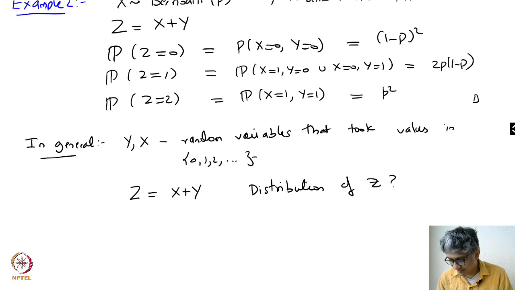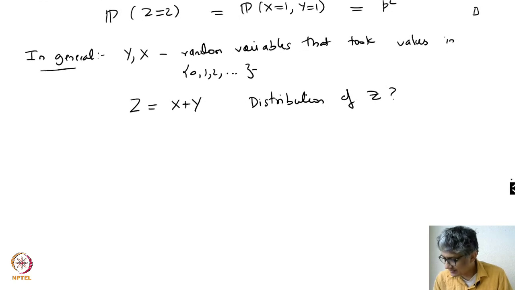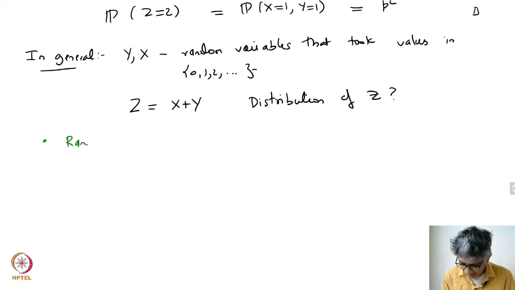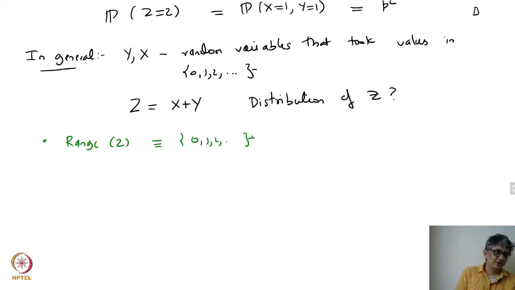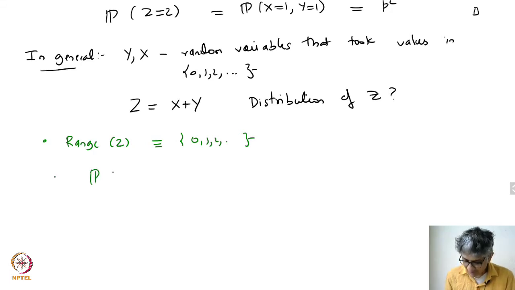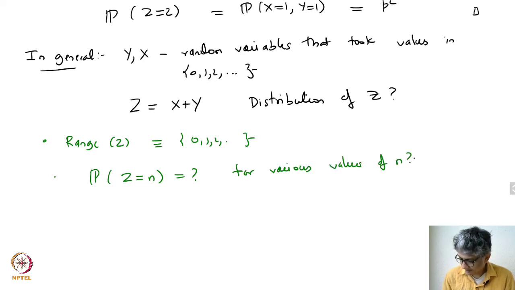So let's try and observe what we did in the previous example, example 2. The key idea is the following. The first observation is that the range of Z is also the same as 0, 1, 2, and so on. That's an observation you can easily make, because you take two non-negative numbers, you add them up, and you'll always land up in the non-negative numbers. So then all you have to do is understand how to compute the probability that Z is equal to the number n, for various values of n. This is what you have to understand. So how does one do this?